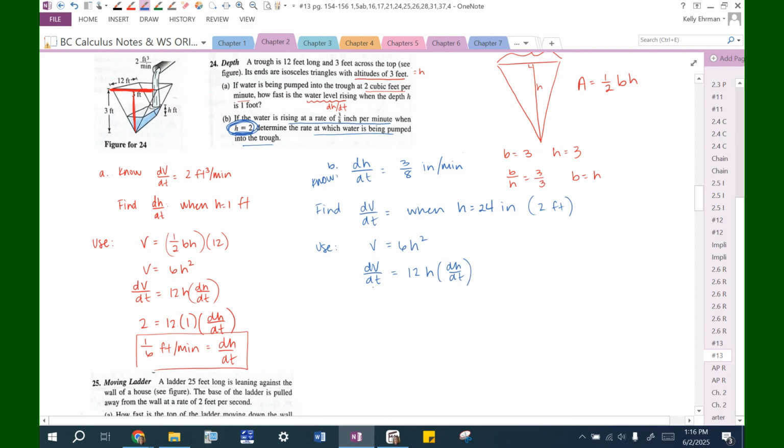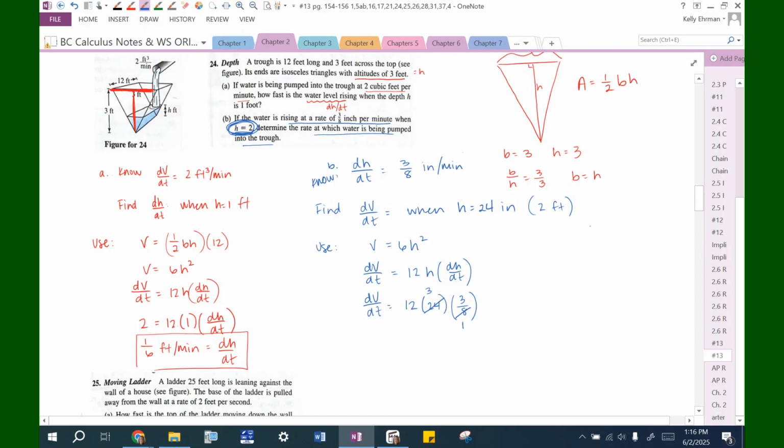And this time I don't know dV/dt, but this would be 12 times H. So I'm going to put in 24. And then dH/dt is 3/8. So let's just simplify this a little bit, just because sometimes it bothers me not to. 24 over 8 is 3.